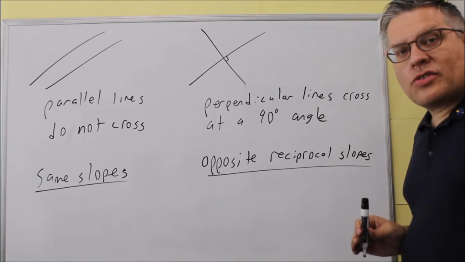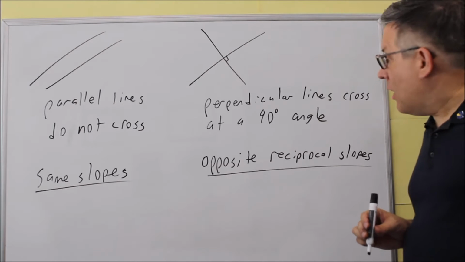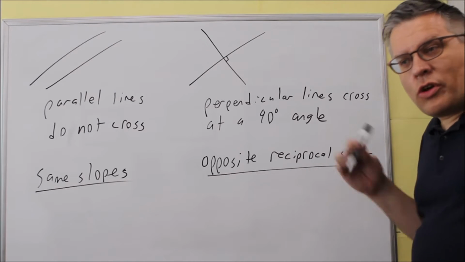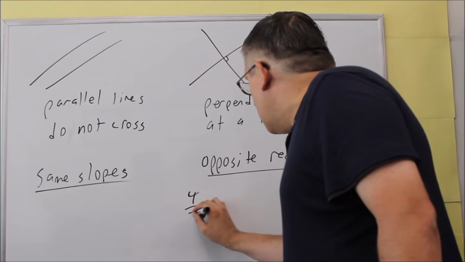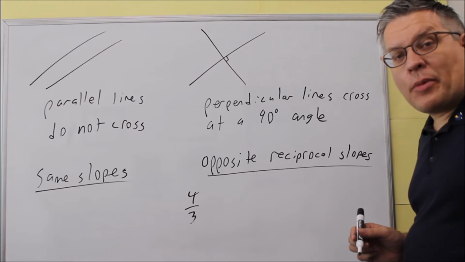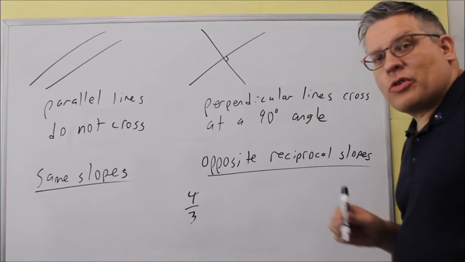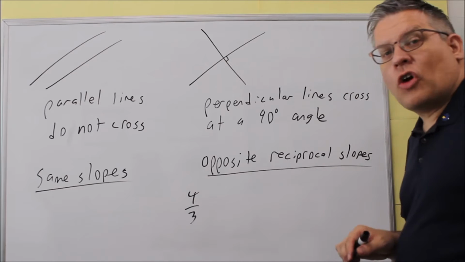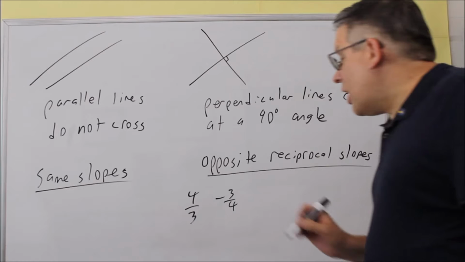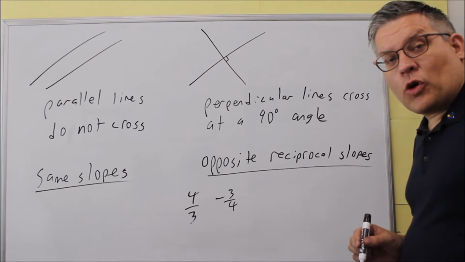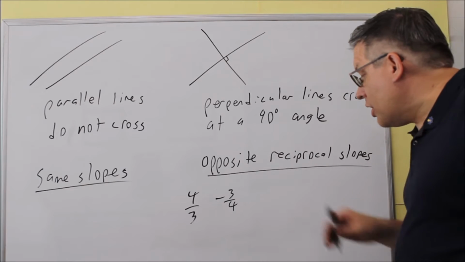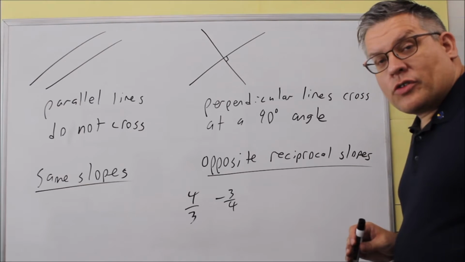Now, perpendicular lines cross at a 90-degree angle. These have opposite reciprocal slopes. What does that mean? Let's suppose that the slope of one line was 4/3 and you want the opposite reciprocal. Opposite reciprocal means that you're going to flip these numbers over and make it negative. So the other line would have a slope of -3/4. That would give you perpendicular lines if one line is 4/3 and the other one is -3/4.